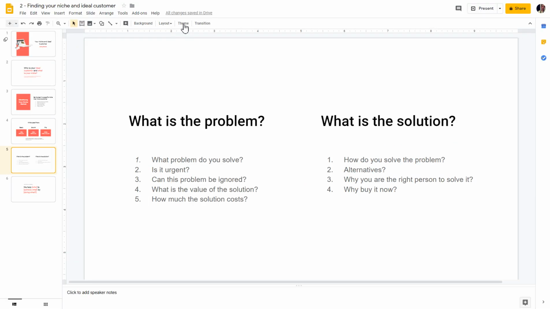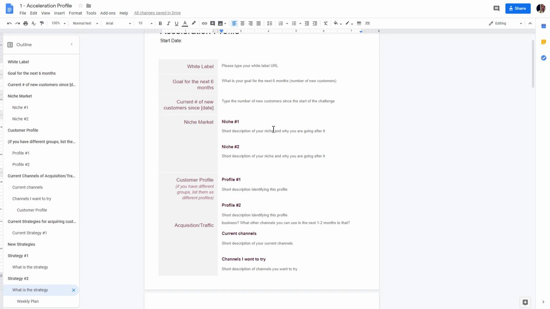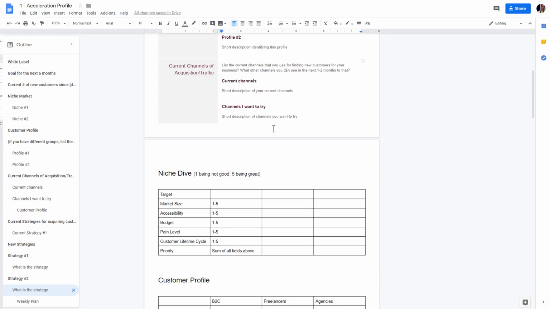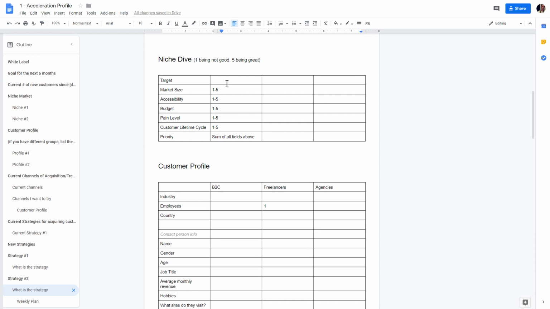So about the file, if you haven't yet identified your niche market, in your acceleration profile that you can download from below the previous video and below this video, there is the target market, how you can size the market, accessibility, and the different aspects of a specific market and niche. Just enter a score from 1 to 5, with 5 being a good score for market size, accessibility, and so on, just to identify a few niche markets that you might be considering. Or you can start with one.